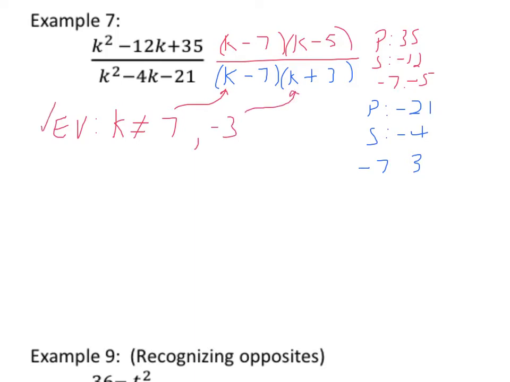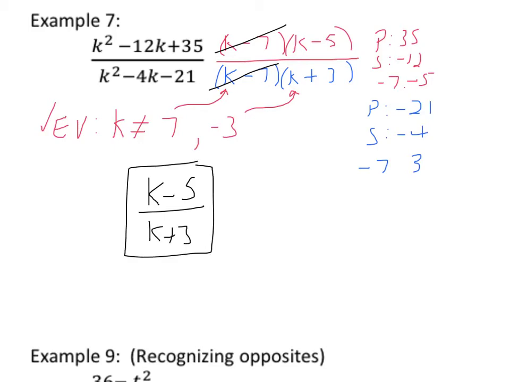Once I've decided on the excluded values, I can cancel if possible, and I have a binomial on the top and bottom that is k minus 7. So I would be left with k minus 5 over k plus 3. And that is finished. Remembering, of course, that I cannot cancel the k's here because they have a force field around them when it's a binomial or more terms, like trinomials and so on.